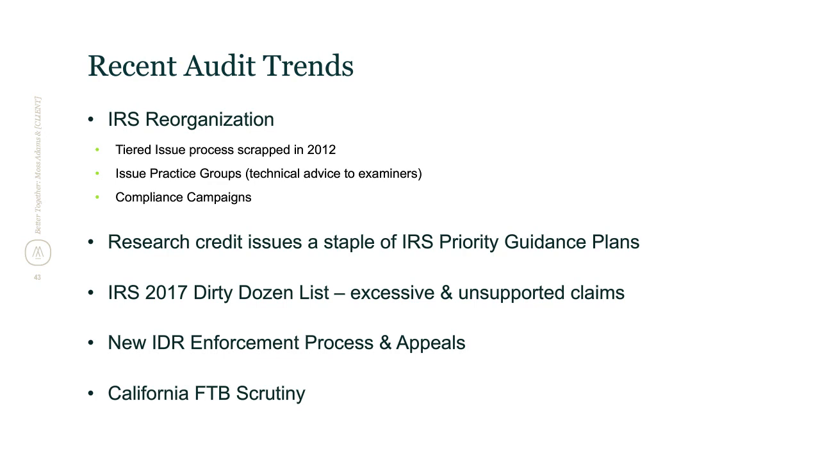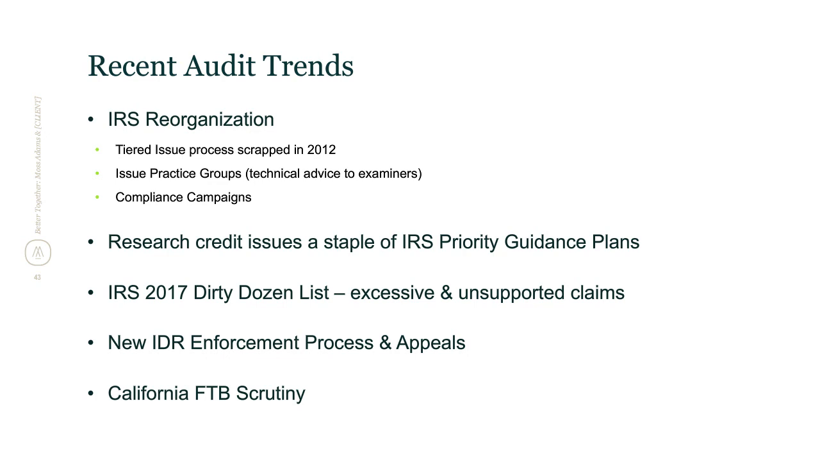And what happens is if the credit gets audited, you have a field agent there that may not know very much about R&D credits, and so they will consult with some people from this issue practice group who have more experience or some technical expertise in the area of R&D credits. A lot of times what they'll do is they'll assign an engineer who is supposed to know the industry to help with the examination.